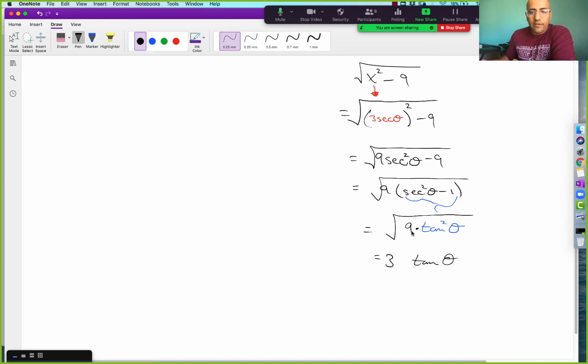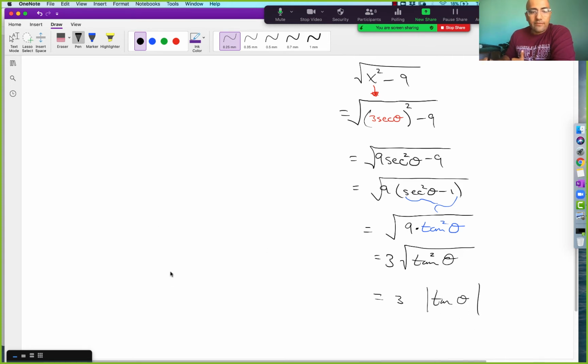The 3 is fine, right? The square root of 9 is 3. I'm going to leave this alone and do this. So taking some number that can be positive or negative and then squaring it always makes it positive, and then taking the square root of something that's always positive is equivalent to the definition of the absolute value of tangent of theta.